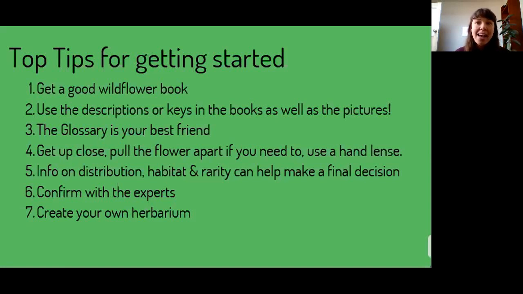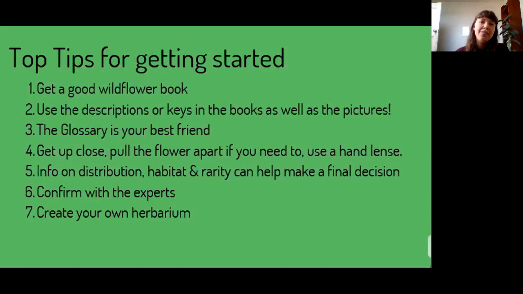Number 3, the keys and guides might have words you don't understand, so the glossary is your best friend and it's well worth reading through it. Number 4, get up close and pull the flower apart if you need to. You can use a jeweler's hand lens. They're quite cheap to buy and they basically make an excellent microscope in the field if you want to get really up close to see some of those features.